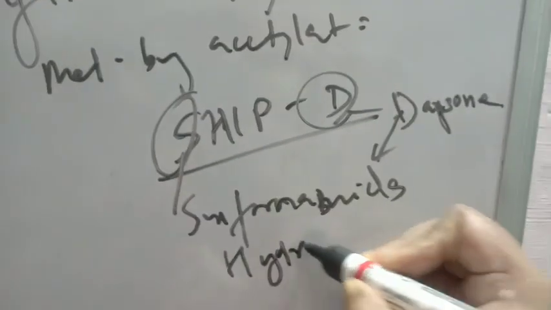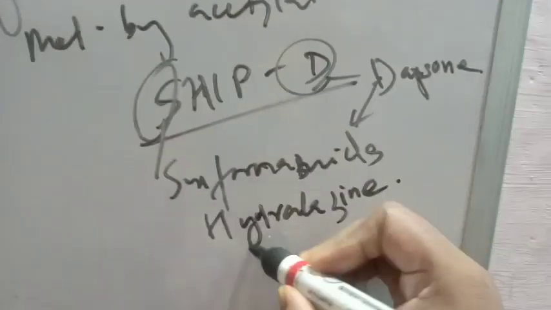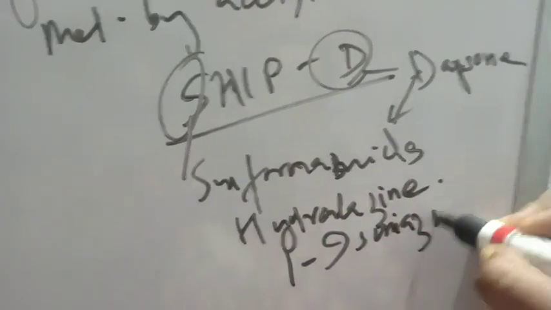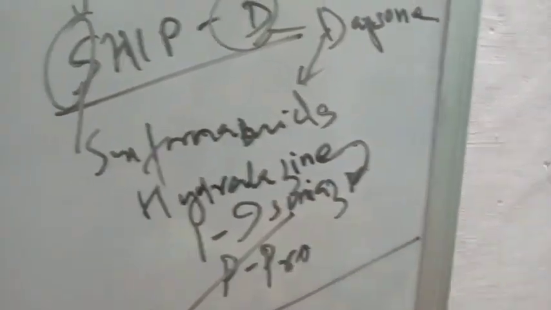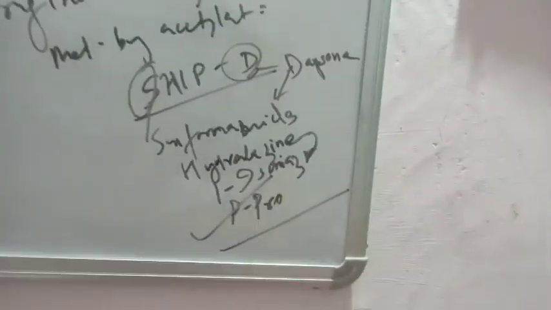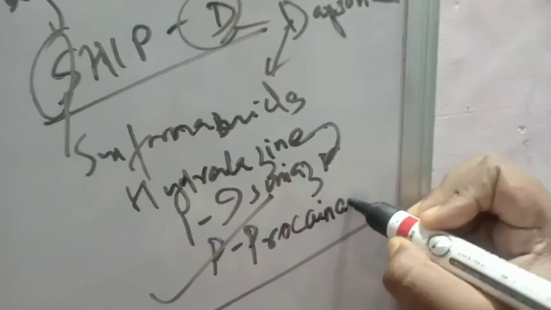H is hydralazine. I is isoniazid, and P is procainamide. See, this is the tricky point. Most people will think P is propranolol, or something else, but no, P is procainamide. So this is another mnemonic I wanted to tell you.